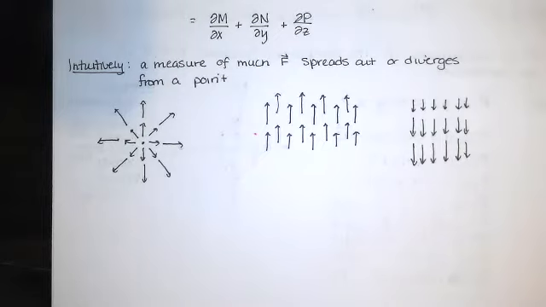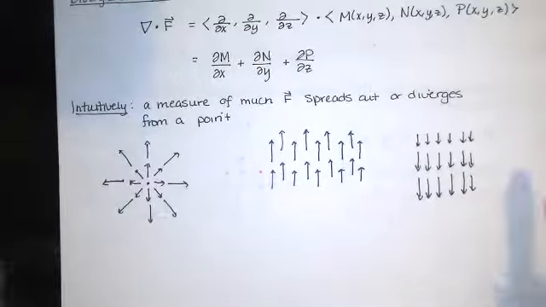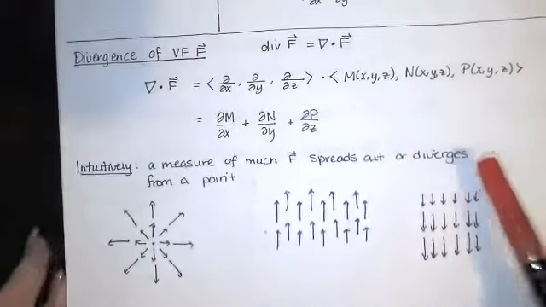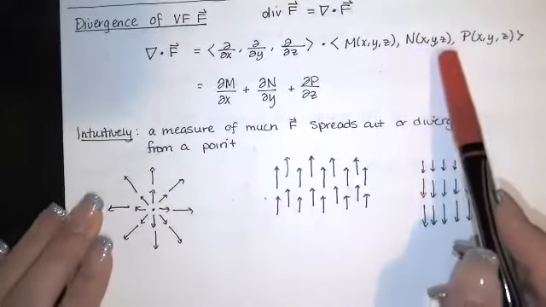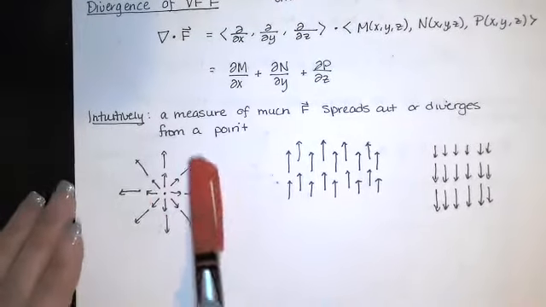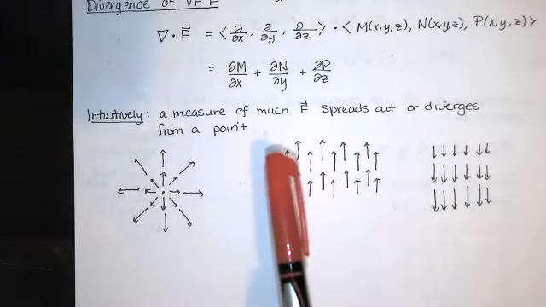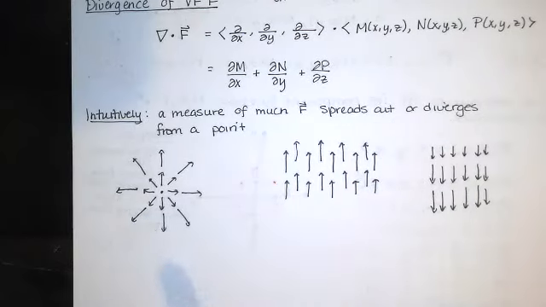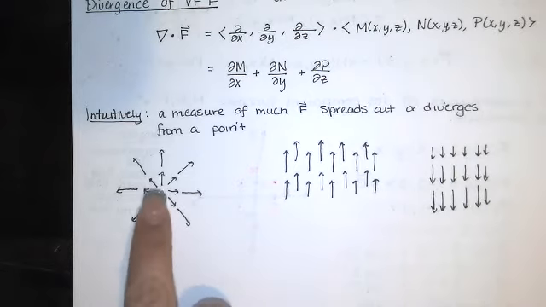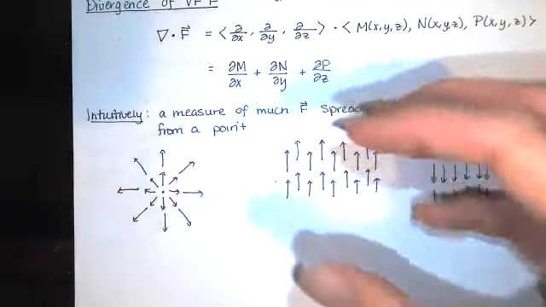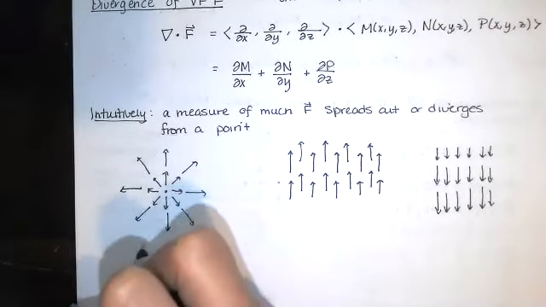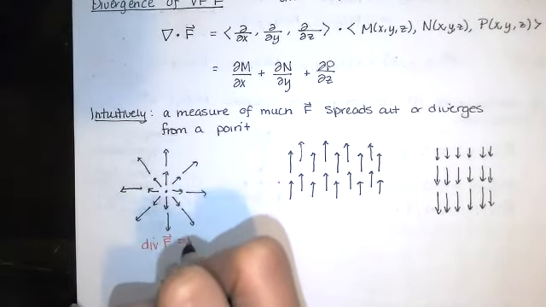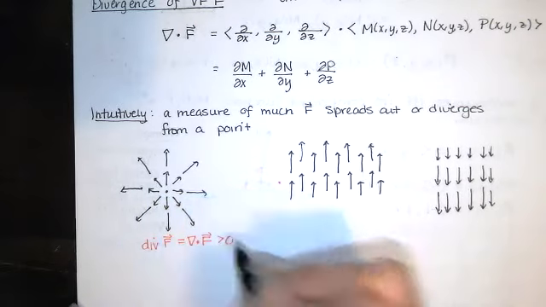Well, one way that we could figure it out is we could try to write an equation for each of these fields. So we could write F as M of X, Y, and Z, N of X, Y, and Z, and P of X, Y, and Z. Or we could just remember this intuitive definition. This is a measure of how much F spreads out or diverges from a point. I think everyone can see that here, that field is spreading out more and more the farther we get from that point. So the divergence here is positive, because it's spreading out.